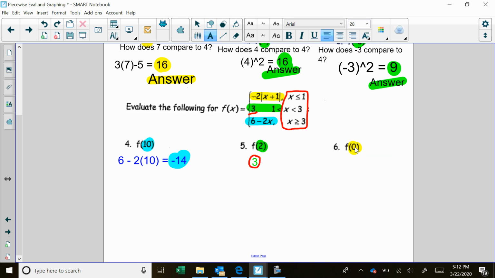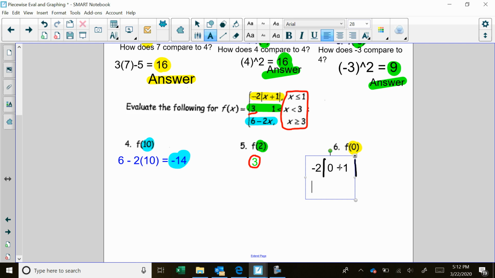Okay, 0 into this top function right here. So that is -2. I'm going to draw the absolute value bar. It's probably not big enough. All right. 0 plus 1. That works. Okay. So PEMDAS says we're going to do everything inside the absolute value bar first.